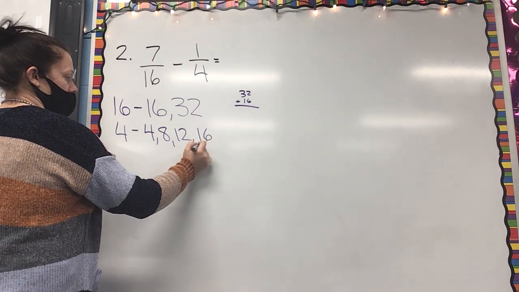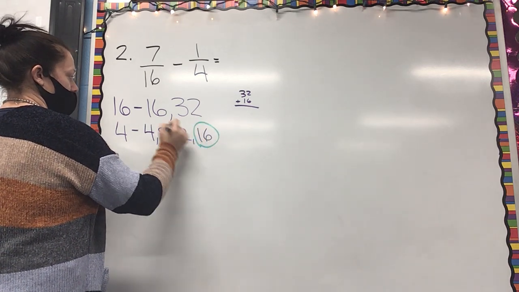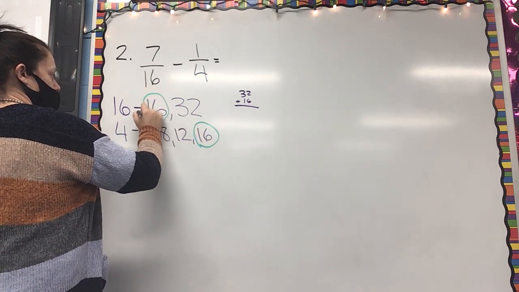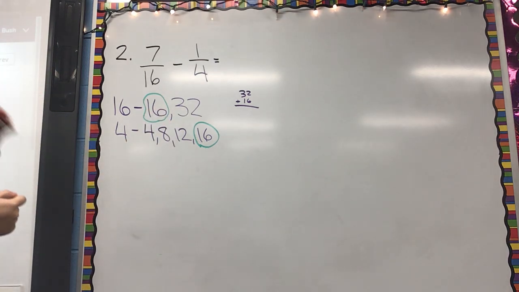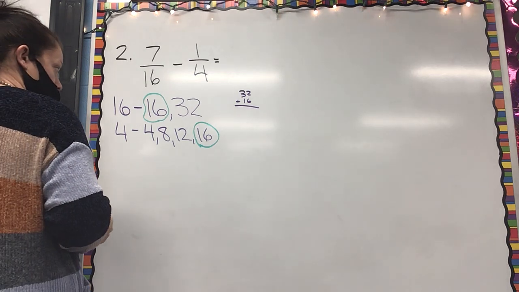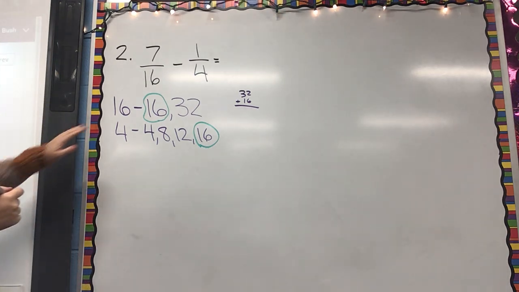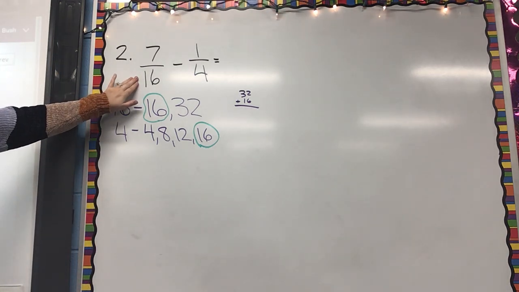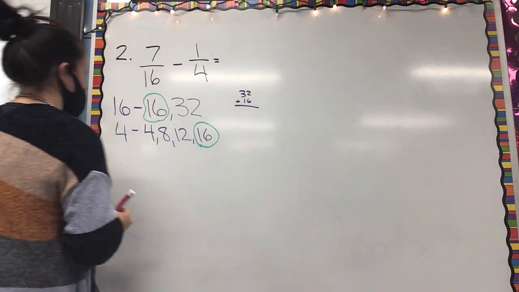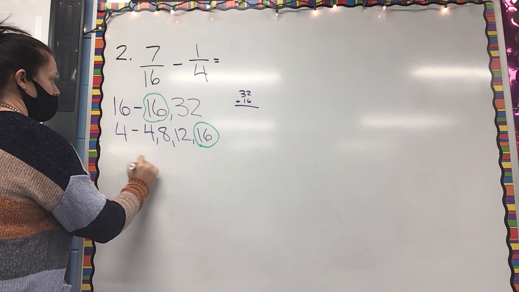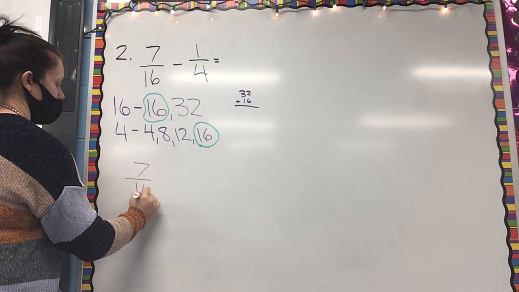So what's my denominator going to become? 16. Good. My LCM, my least common multiple that they share, is 16. Well, this one's nice. I love it when this works out. This one already is a 16. So do I have anything to change for that fraction? No. So I can go ahead and come down here. That fraction is already set to go.